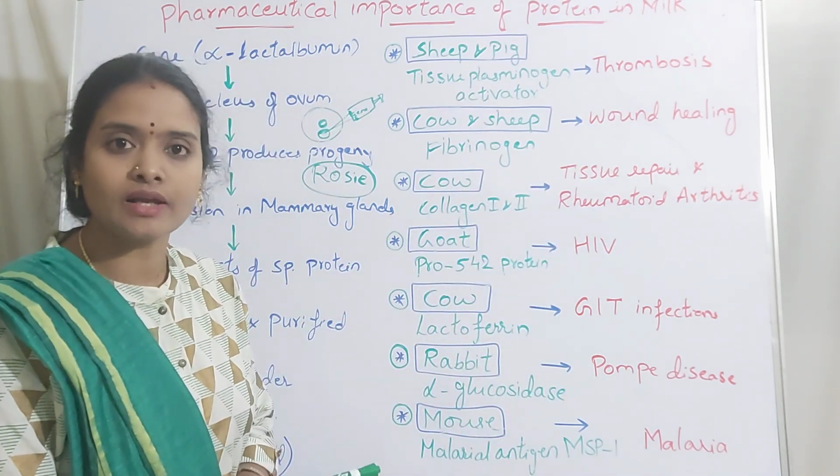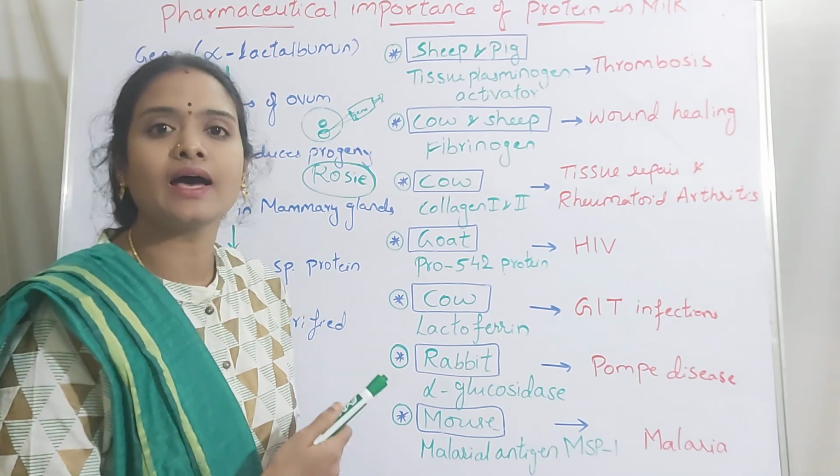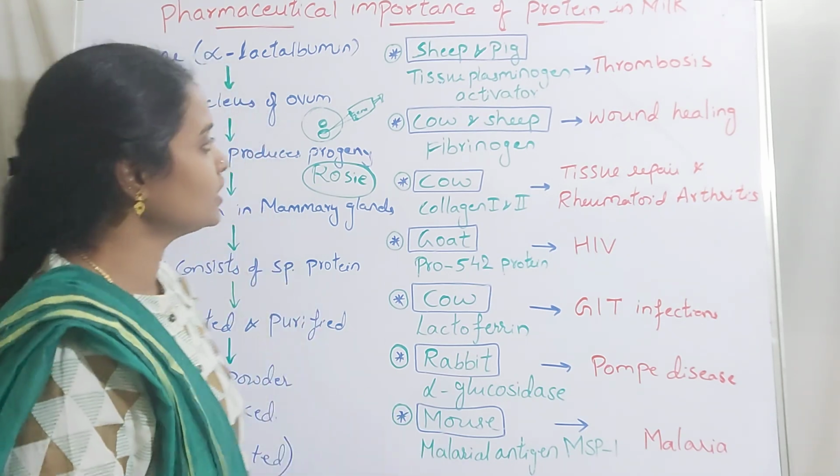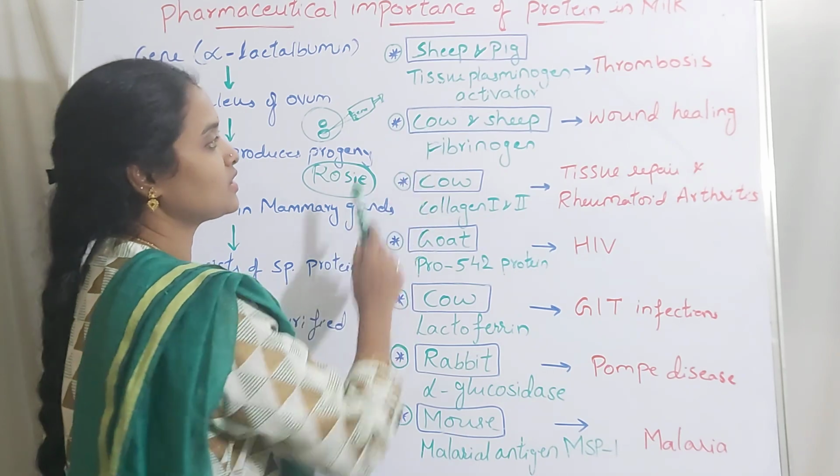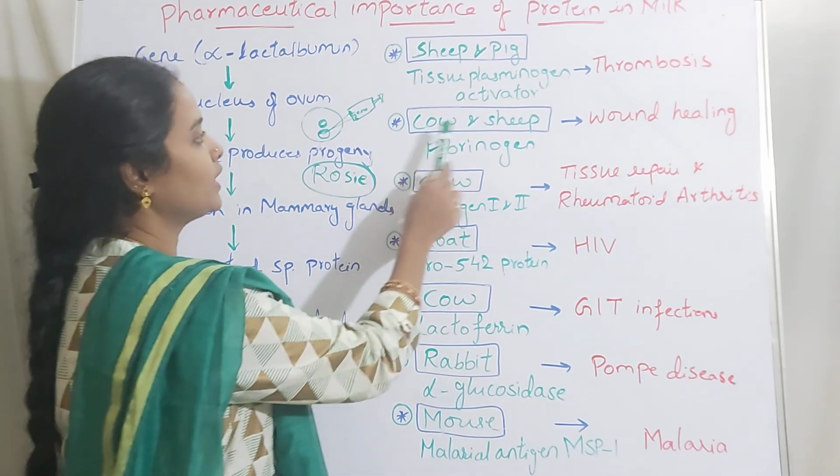It will not allow any blood clots to happen in the brain. Okay, next, coming to another transgenic animal, the cow and the sheep.